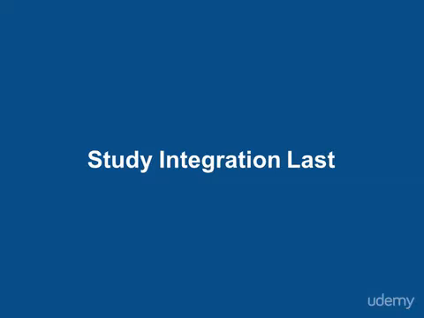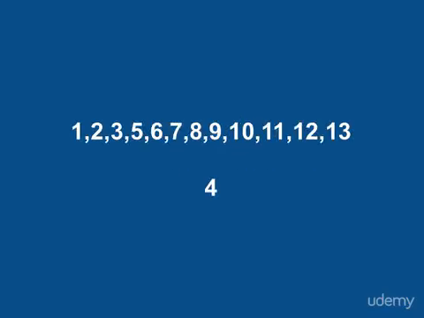Wait, before we start this lesson, let me give you a quick study tip, and that is study project integration management last. Yes, it's only natural. There are 13 major chapters in the PMBOK guide, and we just want to go through them 1, 2, 3, 4, 5, 6, all the way up to 13. But chapter 4 is different.